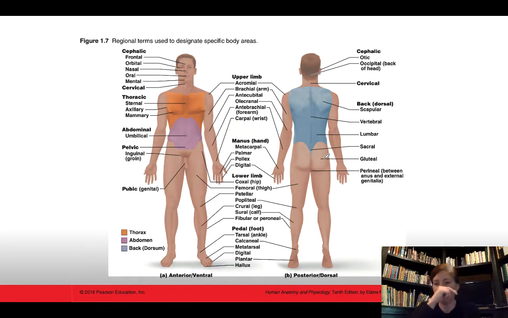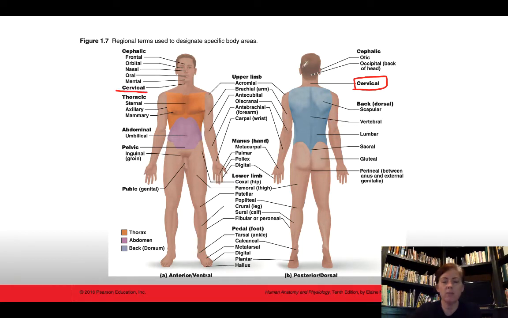We have some different regional terms that we can talk about. We can break up areas of the body to talk about different regions. For example, cervical. Here's cervical, and cervical means the neck. It can mean the posterior neck, which is what you're seeing here in the back of the neck. It can also mean the front of the neck. So it's related to the neck.